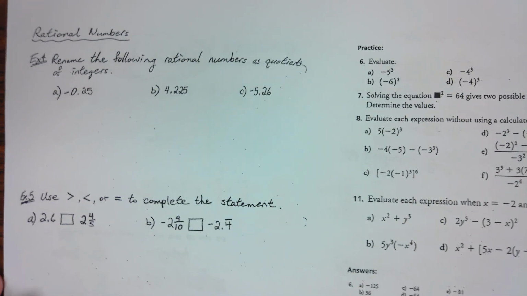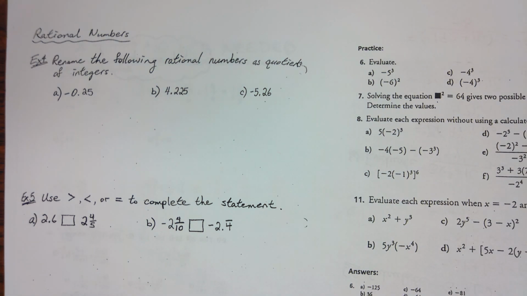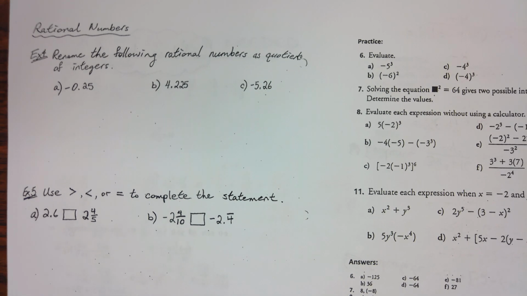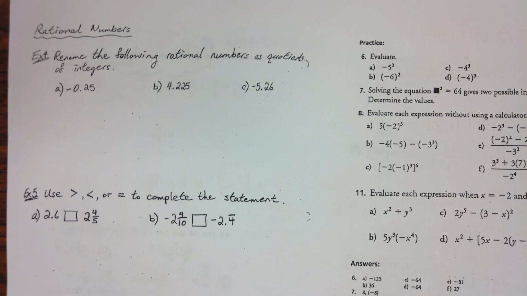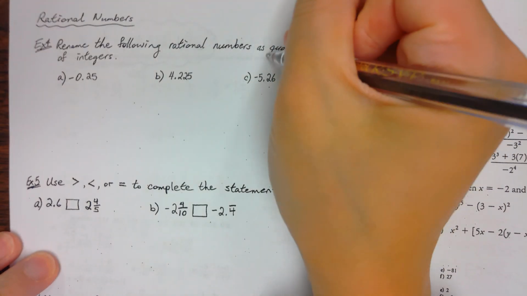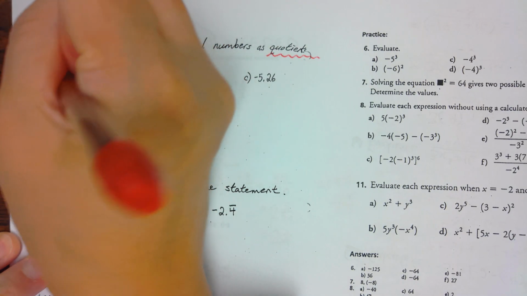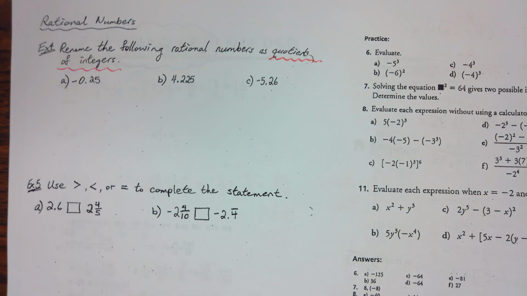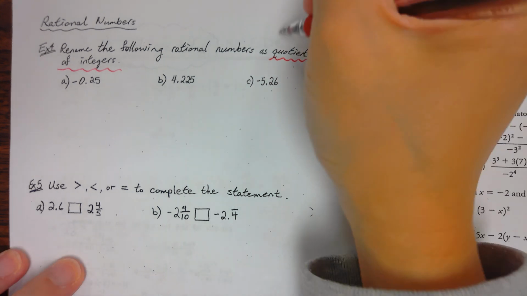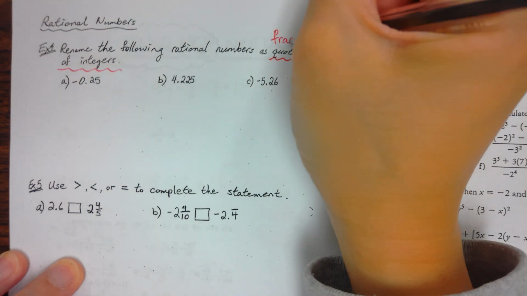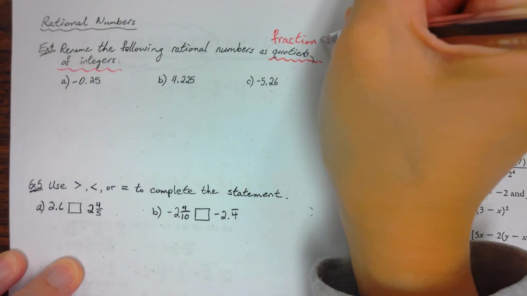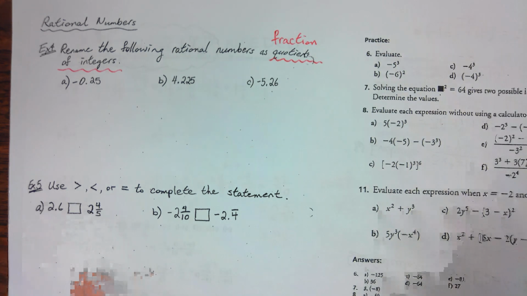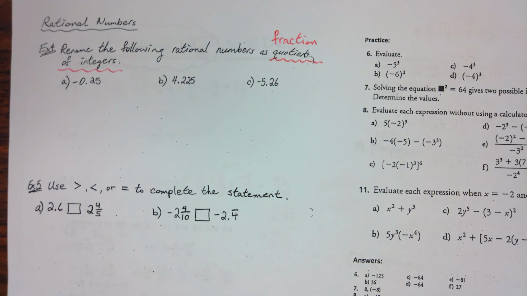Page 19 is dealing with rational numbers. Rename the following rational numbers as quotient of integers. Quotient of integers. What am I talking about? Nicklin. Yeah, that's it. Good job. Basically the question is just saying, can you rewrite this as a fraction?